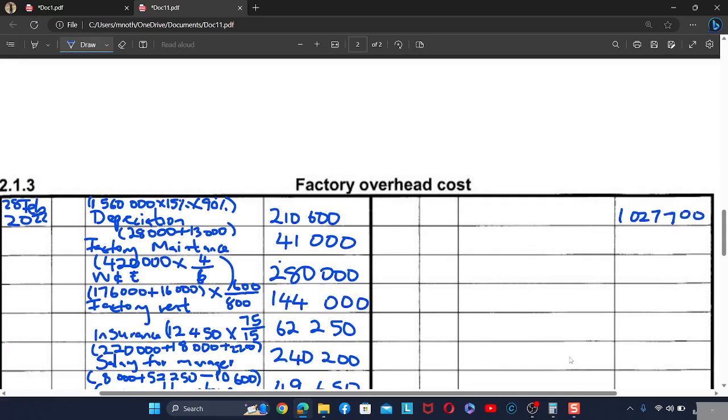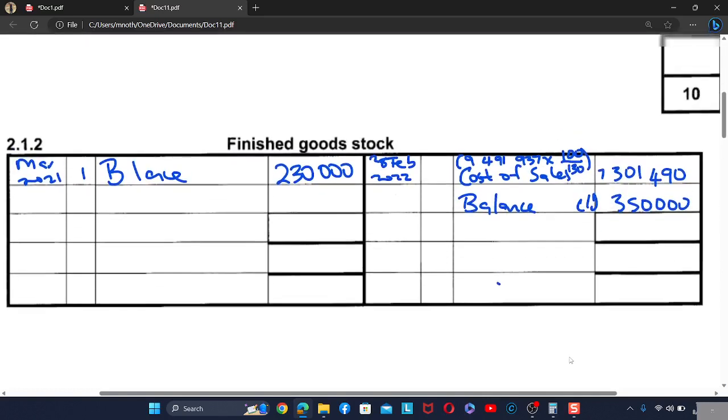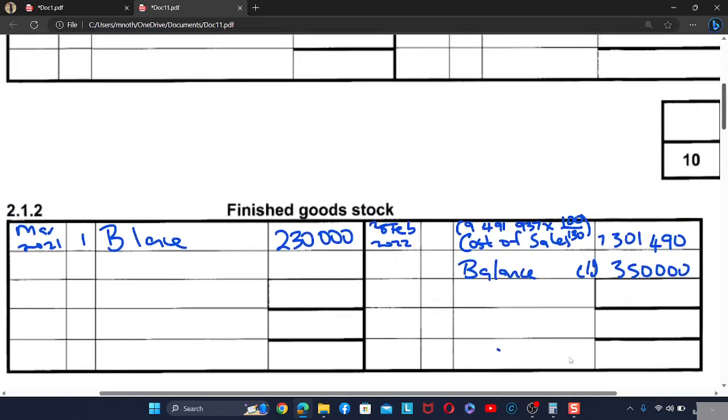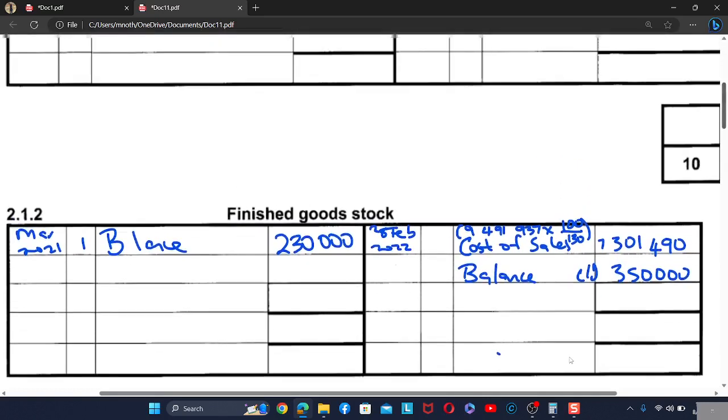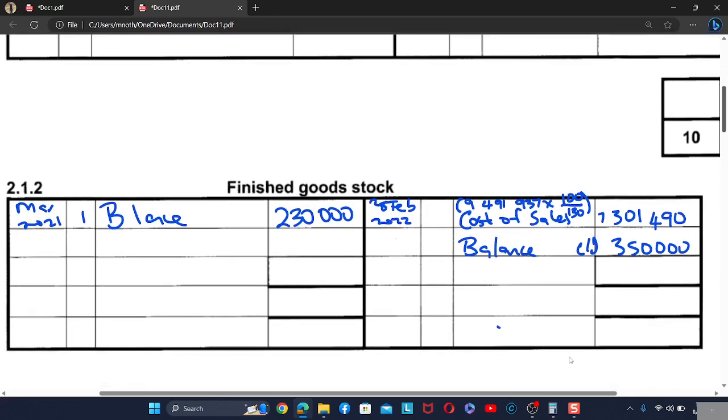Which is the amount that we must transfer to the work in process? So this is going to the work in process. This is 28 February 2022. We know that if something is credited, it must also be debited, right? So we must come and debit this here, 1,027,700. Right? So we're almost at the end.